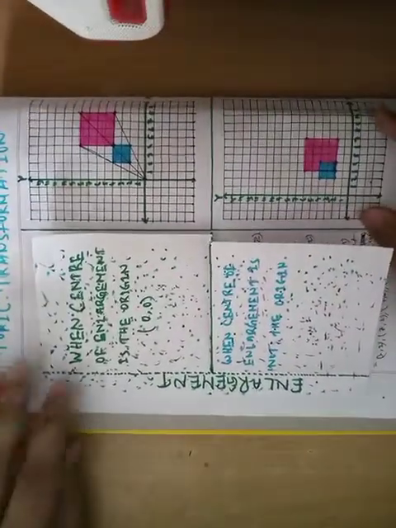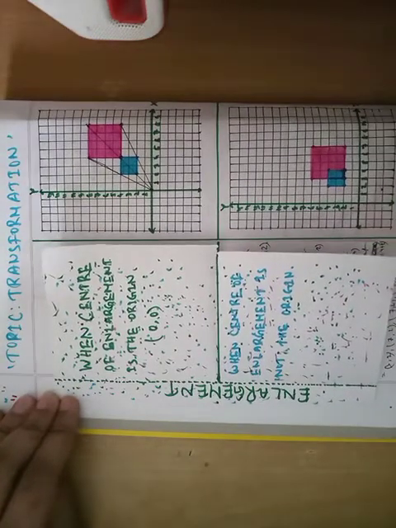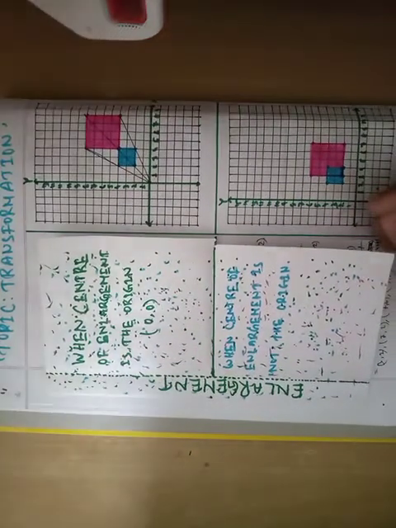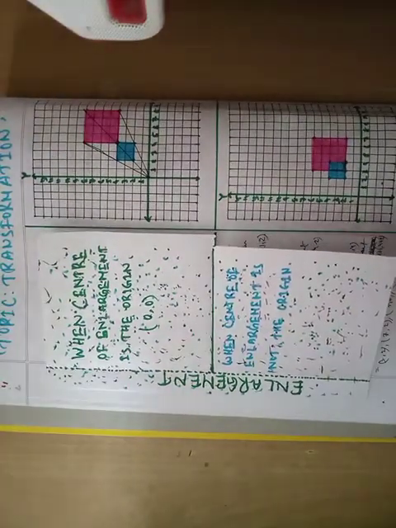So that is how you do enlargement in transformation, which is of two types. The first type is when the center of enlargement is about the origin, and the second one is when the center of enlargement is not about the origin.